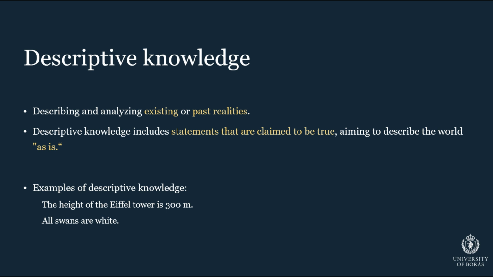Unlike definitional knowledge, descriptive knowledge includes statements that are claimed to be true, aiming to describe the world as is. Descriptive knowledge does not claim to provide explanations or predictions. It only describes reality. Examples of descriptive knowledge are statements like, "The height of the Eiffel Tower is 300 meters," and "All swans are white."